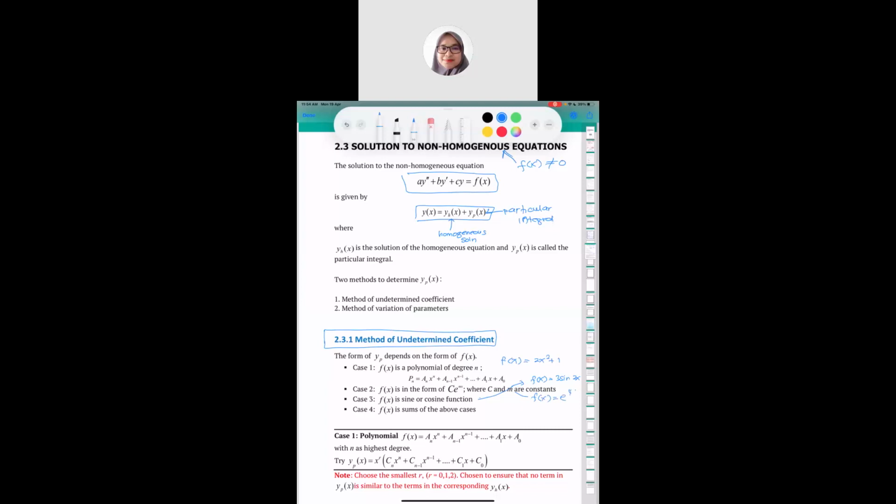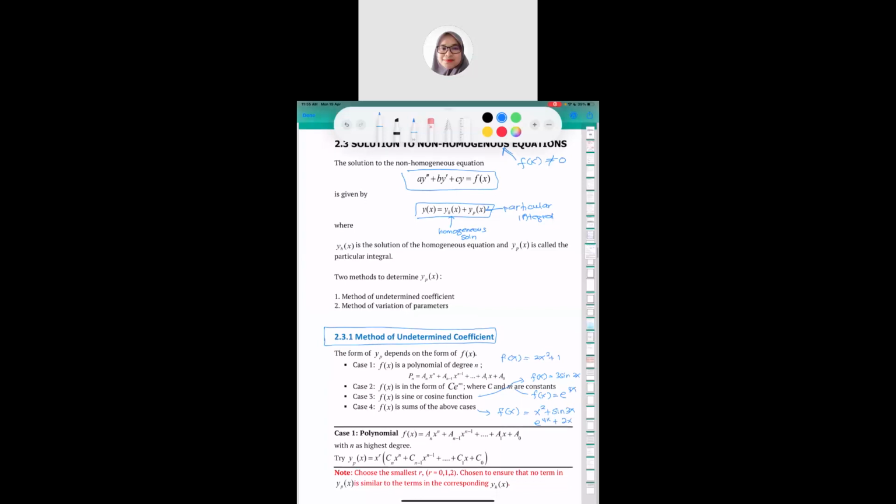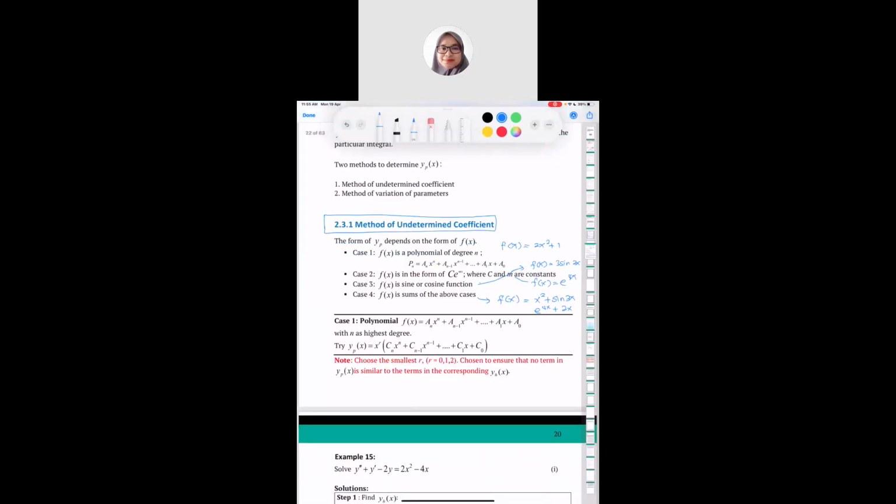Okay, contohlah. Yang keempat ni, contoh dia, let's say kata you ada x squared plus sin 3x. Combination between polinomial dengan sin. Ataupun let's say kata exponent 4x plus 2x. Combination exponent dengan polinomial. Okay, macam ni kita nak selesaikan. So kita tengok case yang pertama, polinomial.